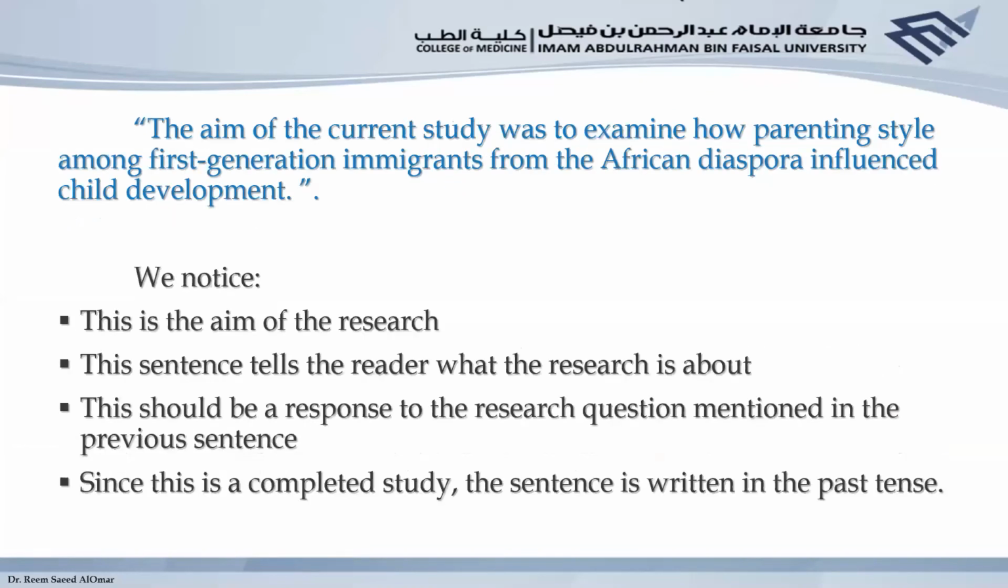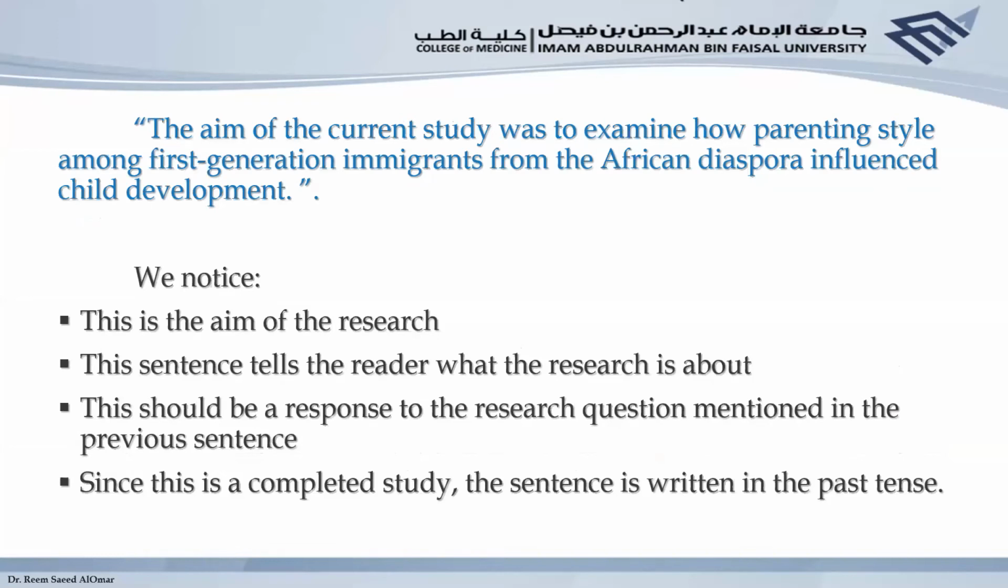This will be a reflection of the next piece of information, which is the aim of the current study: to examine how parenting style among first-generation immigrants from the African diaspora influenced child development. So here we are aiming to answer the missing piece of information found within the literature in the previous slide. This is the aim of the research. This sentence tells the reader what the research is about. This should correspond to the research question mentioned in the previous sentence.